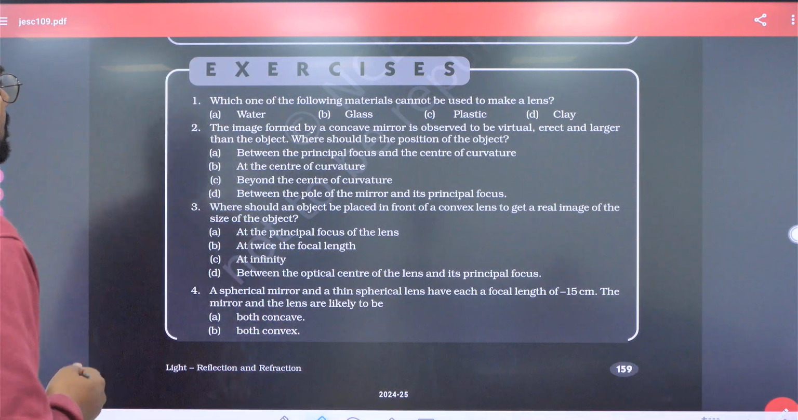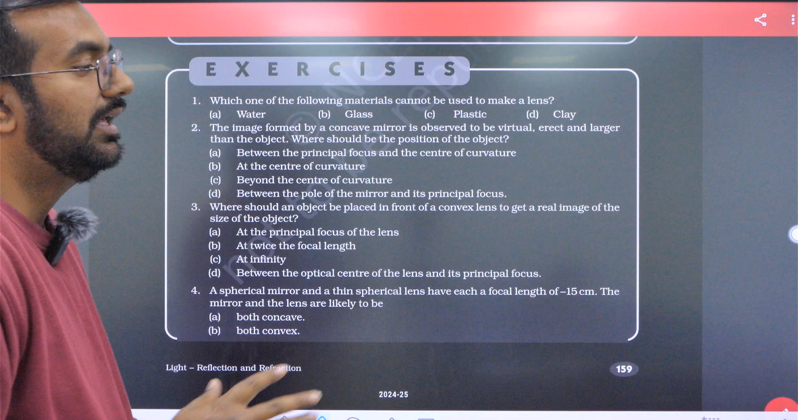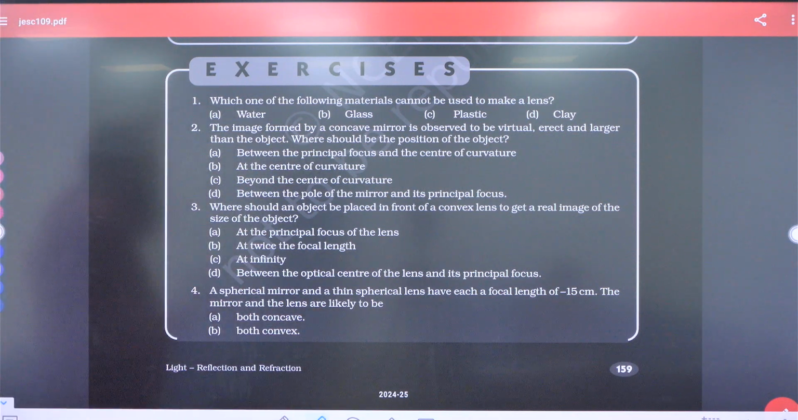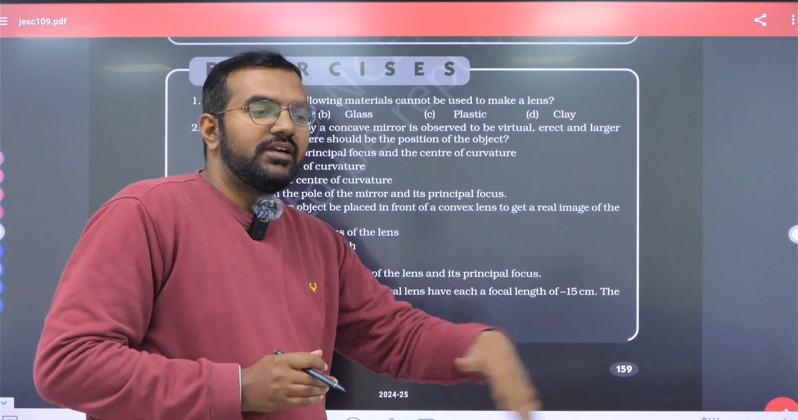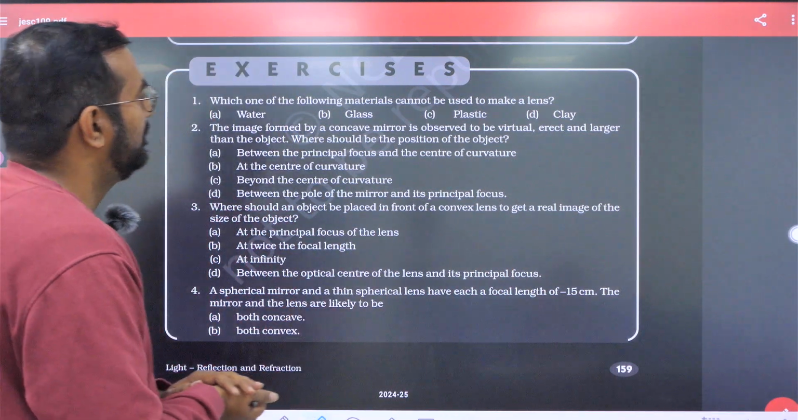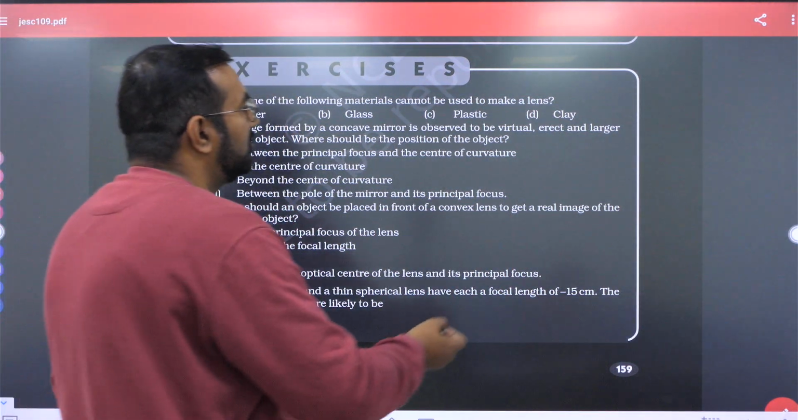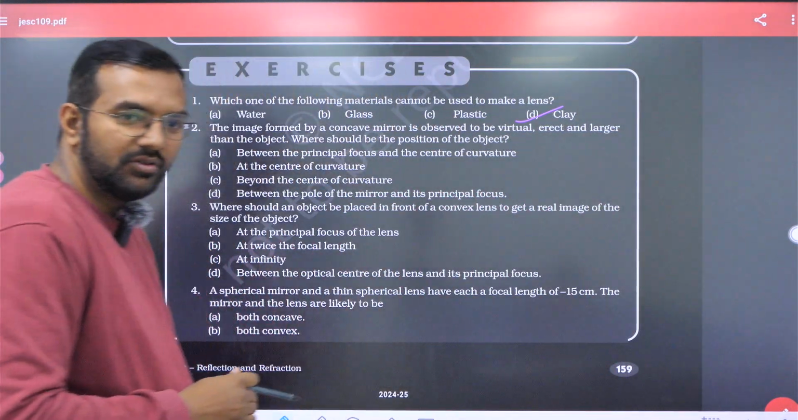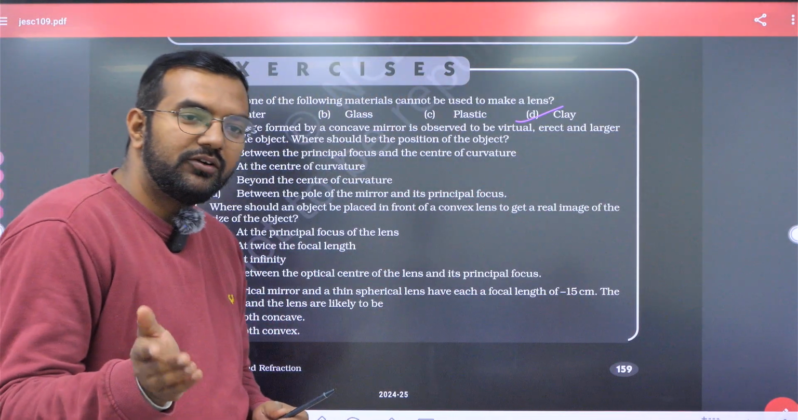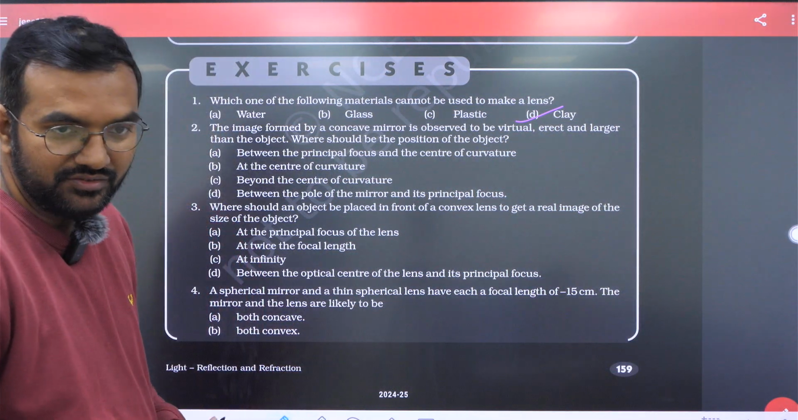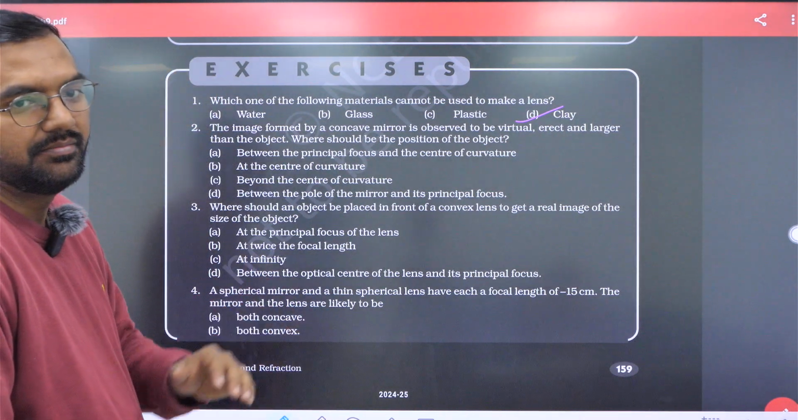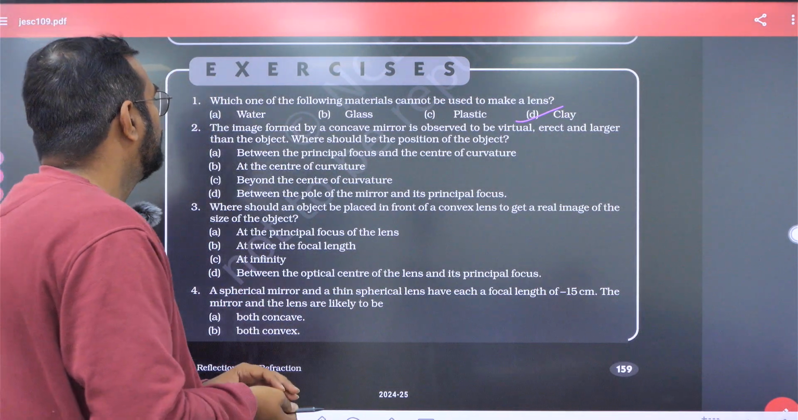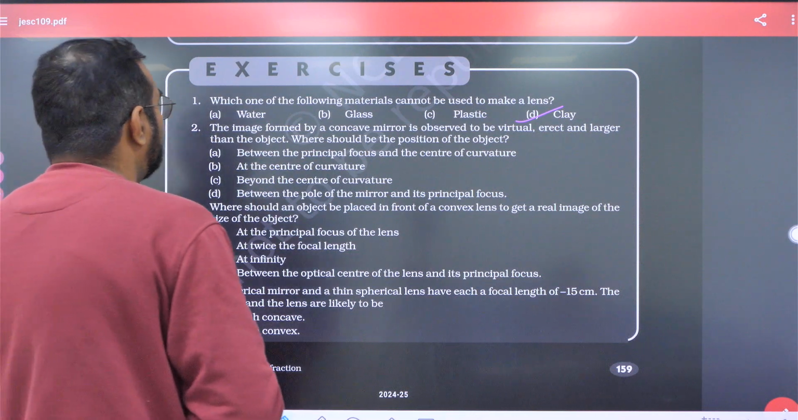So let's see, which of the following materials cannot be used to make a lens? Water, glass, plastic, clay. Any material that allows light to pass can be used as a lens. The answer is clay, because clay does not allow light to pass. Water, glass and plastic allow light to pass through them. So the right answer is clay.